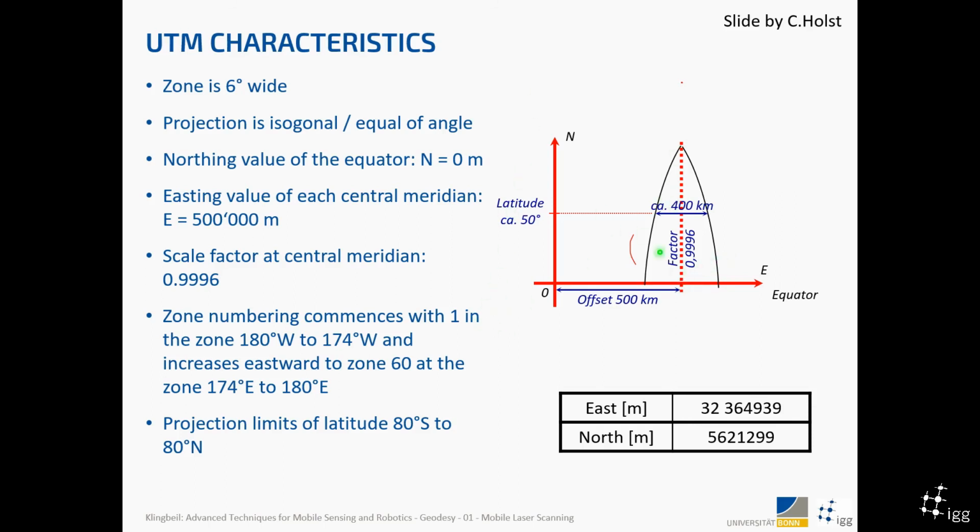And then, of course, there are many of those zones, and they are numbered. Here is an example of how to read it. This 32 is the number of the zone, and this is then the meters east, and this is the meters north from the equator up. I don't go into details now on how to read them and how to calculate with them.